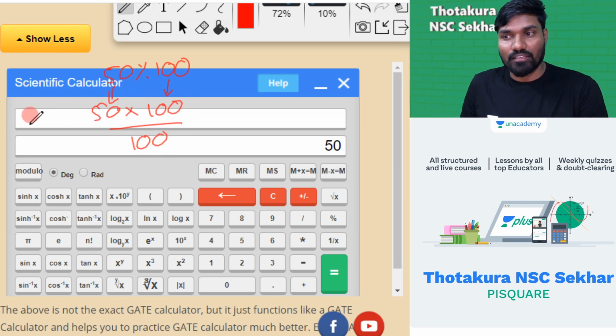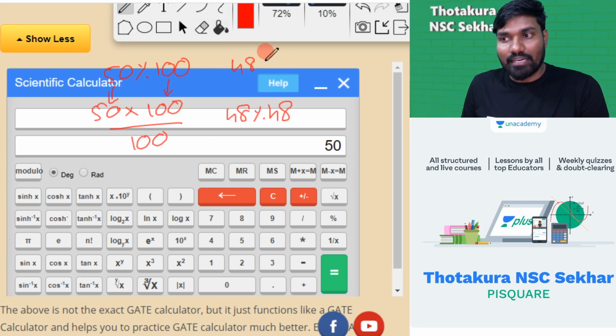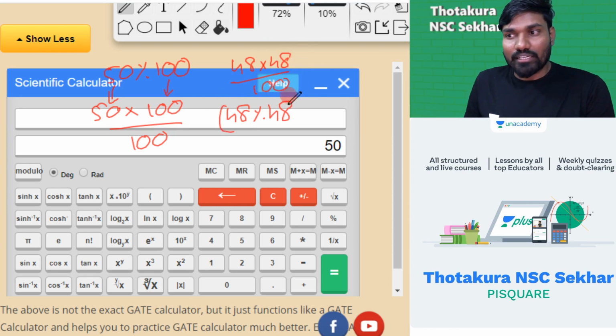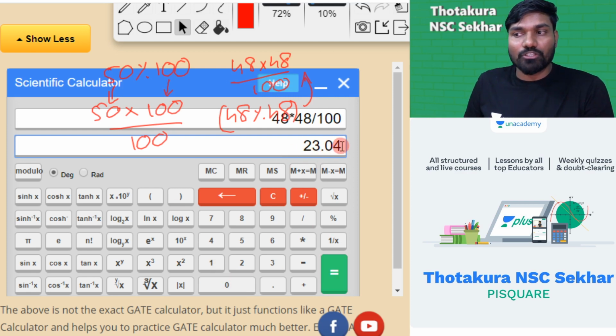This was the result. Suppose I want 48% of 48. How much is the value of 48% of its maximum value, which is 48? Then I should perform 48 into 48 by 100. That gives me the answer. This is what 48% of 48 means. Now how to do that in a calculator simply? You have to do 48 into 48 by 100. So 23.04 is the percentage.